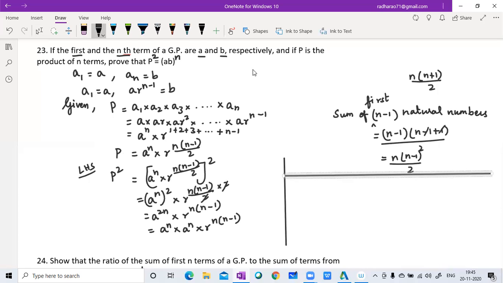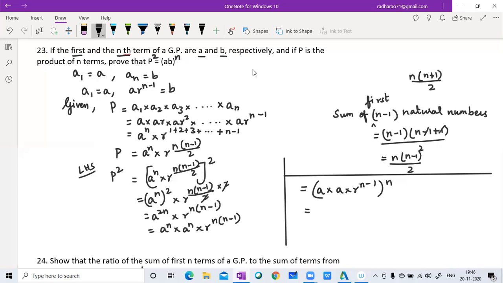Now let me continue this by writing it as A power n, A into R power n minus 1, the whole power n. All these n powers I have taken commonly outside. So A into R power n minus 1, the whole power n.